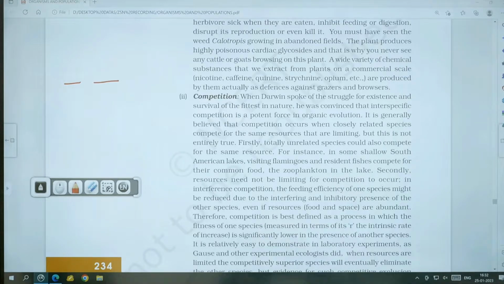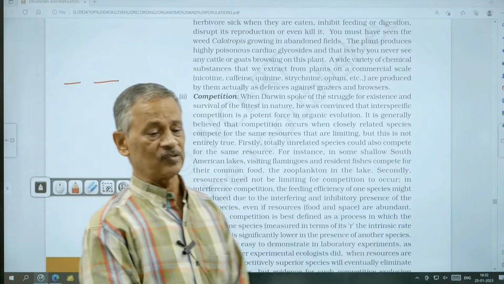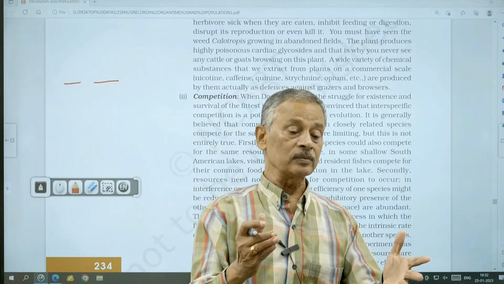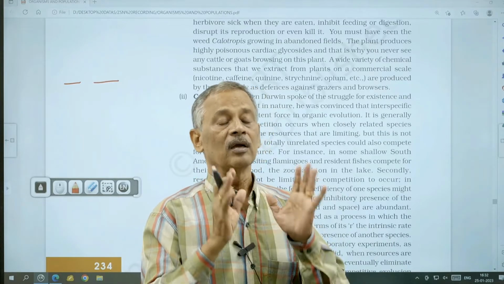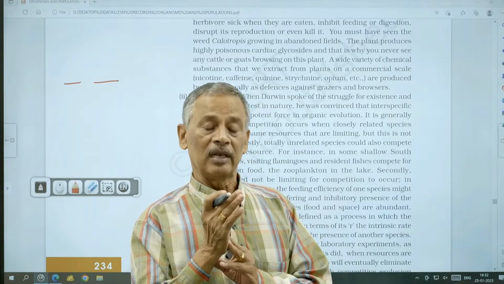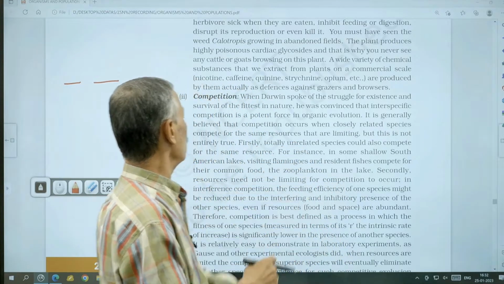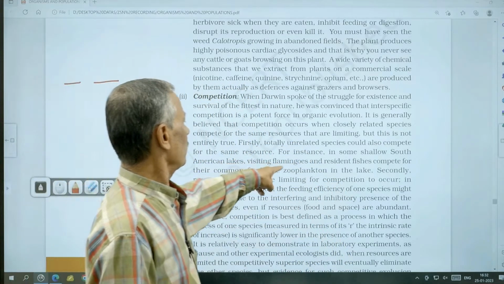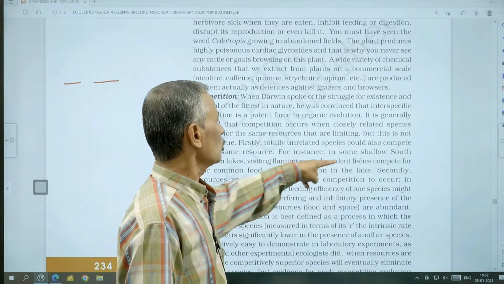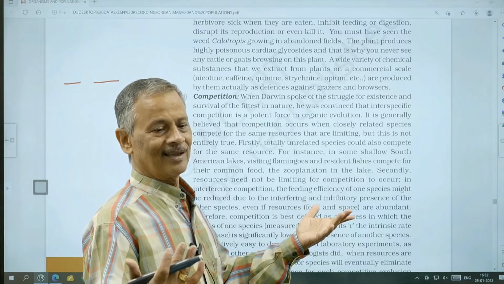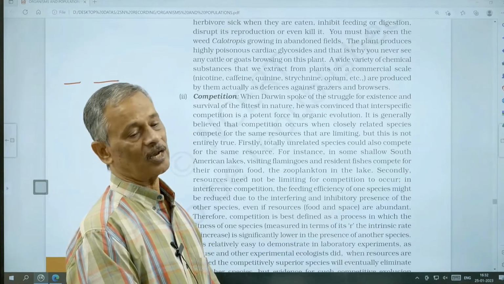Competition can occur even between unrelated species. So, for example, the flamingos and aquatic freshwater fishes in South American lakes are all competing for the same food, namely zooplankton. Flamingos and resident fishes are competing for the same food. They belong to two different classes. Even then, they are not at all related, yet they are competing.